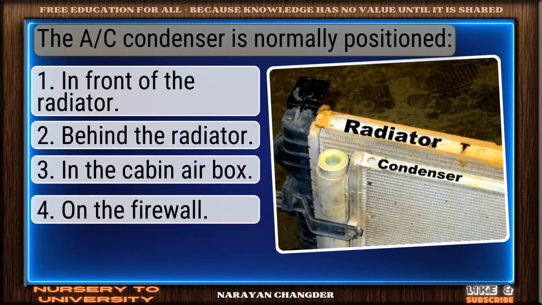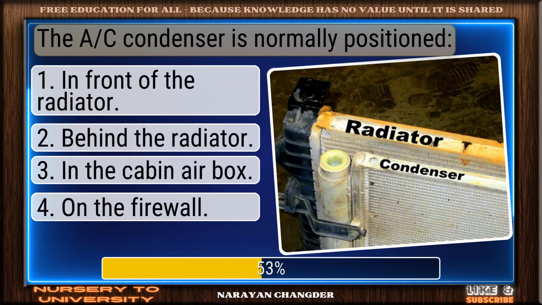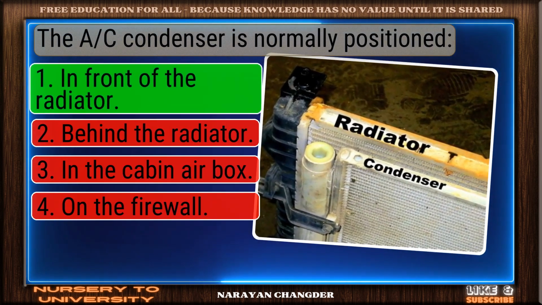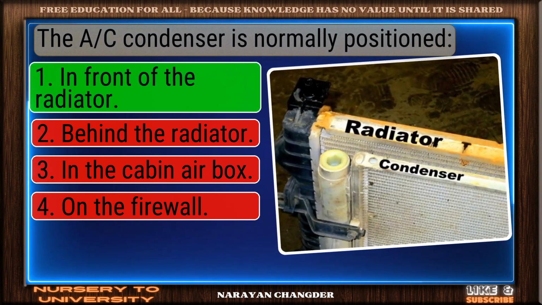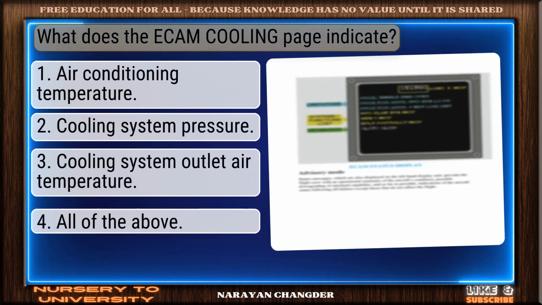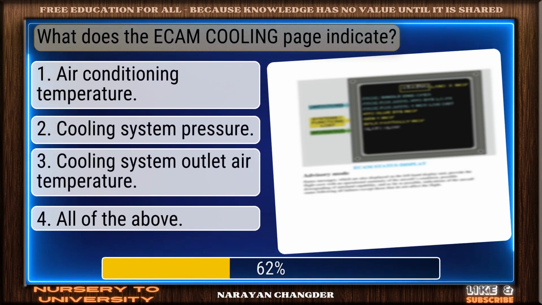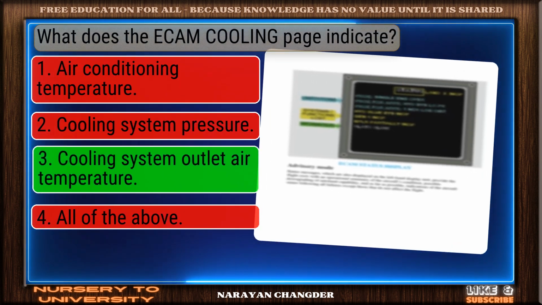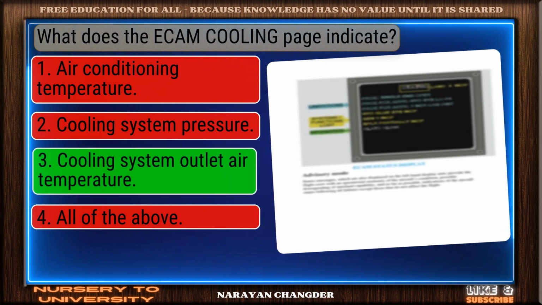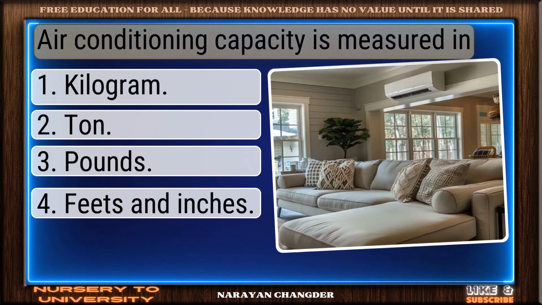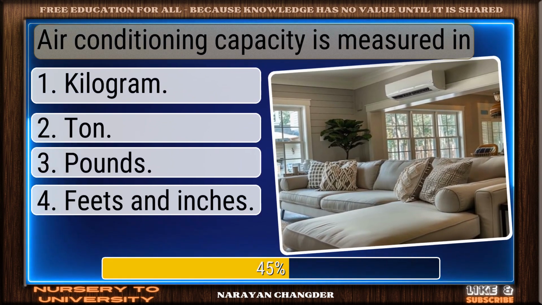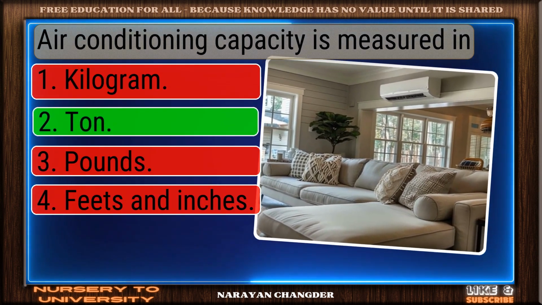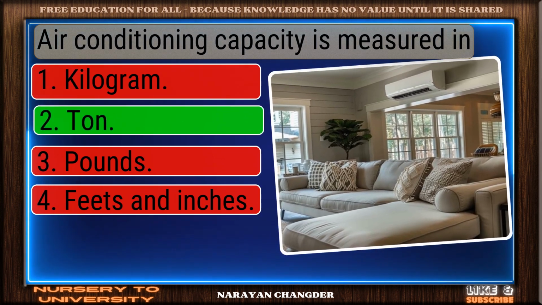The condenser is normally positioned. Sharp thinking. In front of the radiator is the right choice. What does the ECAM cooling page indicate? Nicely done. Cooling system outlet air temperature is a solid answer. Air conditioning capacity is measured in. Clear logic. Your choice, Ton, is sound and 100% true.